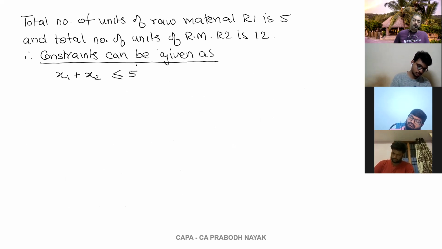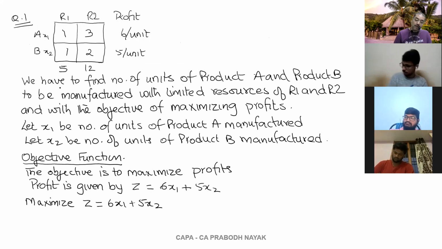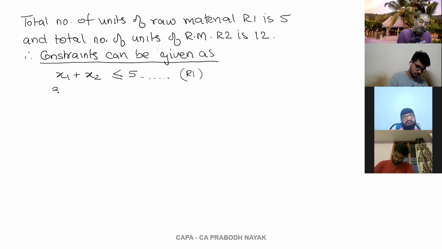Total quantity of raw materials used. This is for raw material R1. And for raw material R2, it will be 3 into x1 plus 2 into x2 should be equal to or less than 12. 3 into x1 plus 2 into x2 should be less than or equal to 12. This is the constraint for raw material R2.